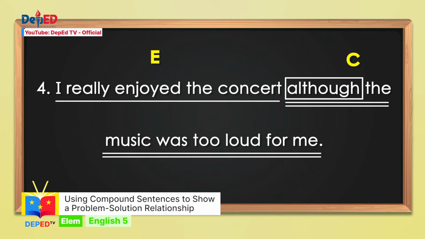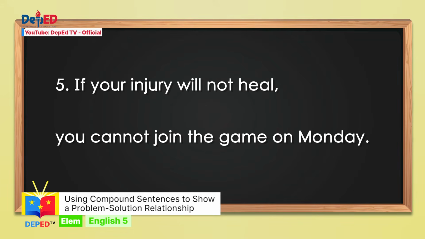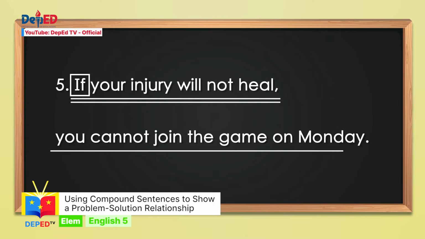Now, for our last sentence, if your injury will not heal, you cannot join the game on Monday. Notice that it started with a subordinating conjunction if. This makes the sentence different from the previous sentences because the dependent clause is in the beginning of the sentence. The rest of the sentence is the independent clause. The dependent clause is the cause and the independent clause is the effect.